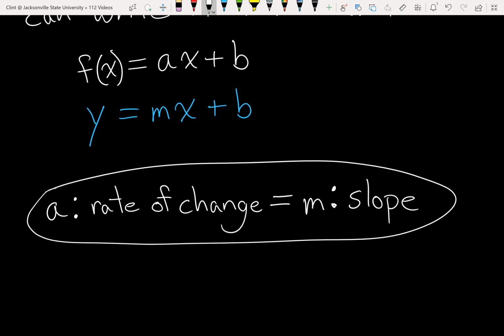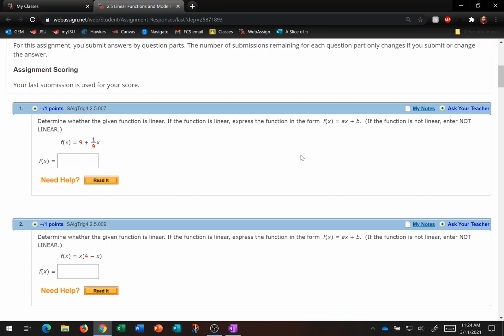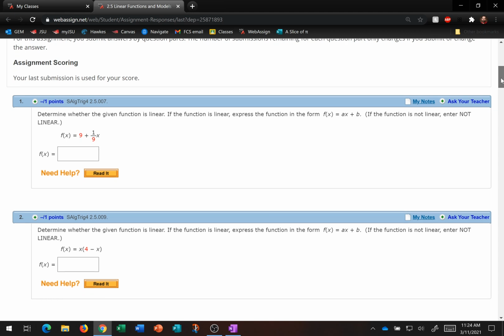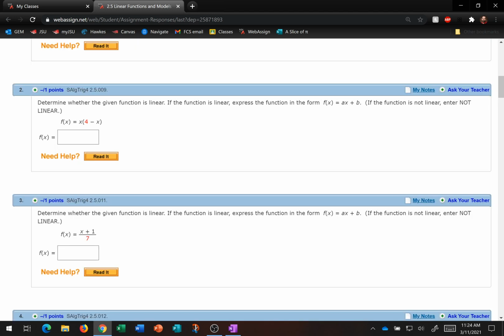Okay, so really what I want to do in this section is walk through some of the problems, and let's talk about them real quick. So here, the first several tell us to determine if the function is linear, and if it is, put it in ax plus b form. Okay, so for the first one, all we have to do is switch the order, and it'll be in ax plus b form. Number two, let's look at it.